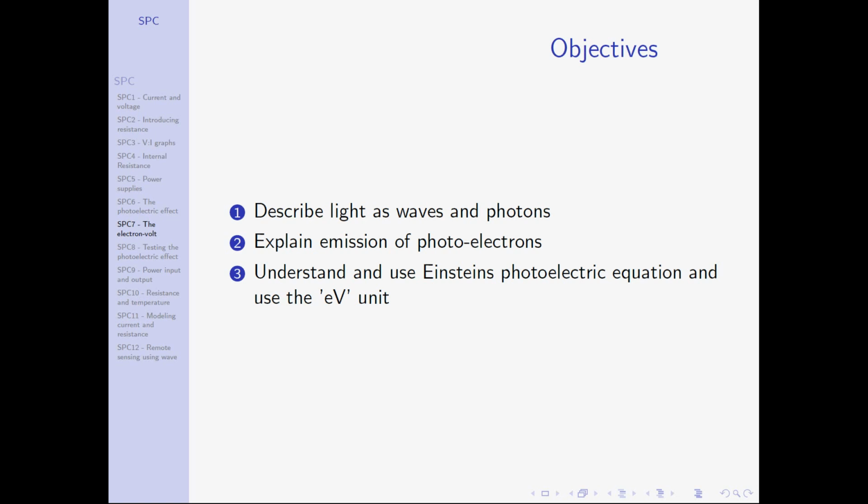SPC7 is going to slow down the pace a little bit. In the last lesson, SPC6, we had a look at the photoelectric effect, which probably took a few of you a little while to get your head around. In this lesson, all we're going to discuss is one unit.